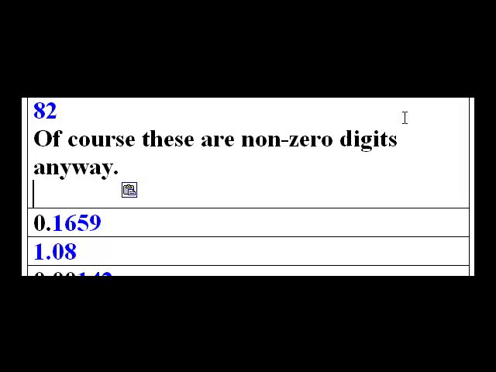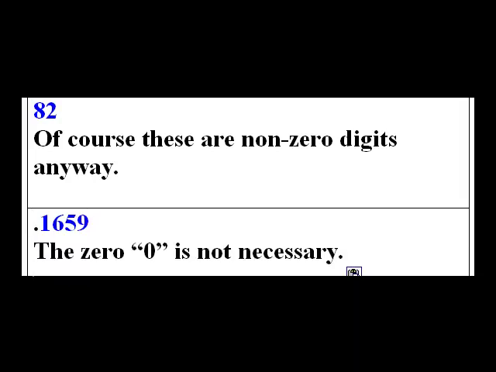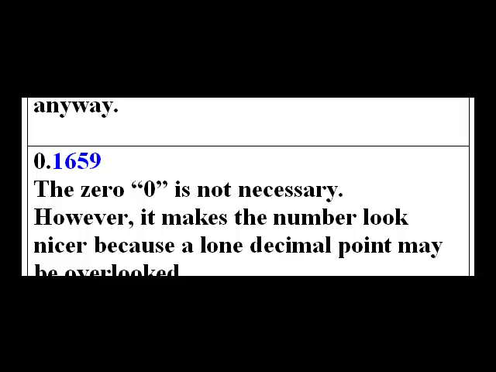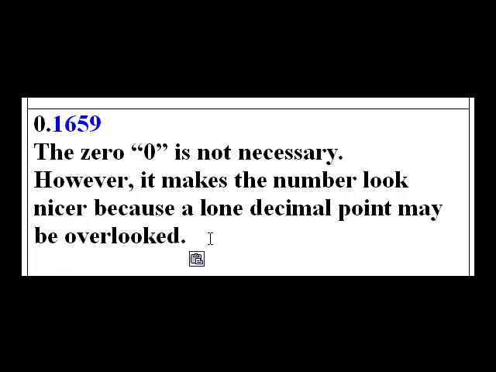Okay, here comes the justification. For the first one, of course these are non-zero digits anyway. On the second one, notice that the 0 here is not necessary. We can write it like this, and we often do. However, I do prefer to write a 0 there, even though it's not necessary, because of this one. It makes the number look nicer because a lone decimal point may be overlooked. So at the 0.1659, if you write that down very quickly, you could accidentally do this.